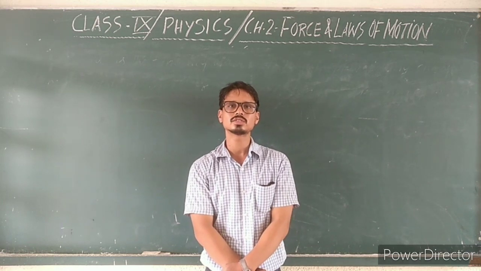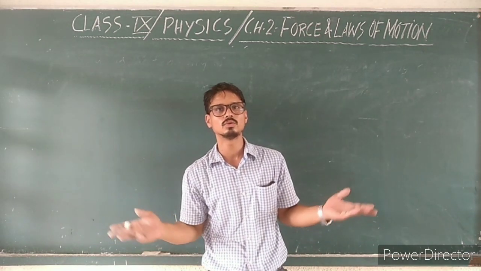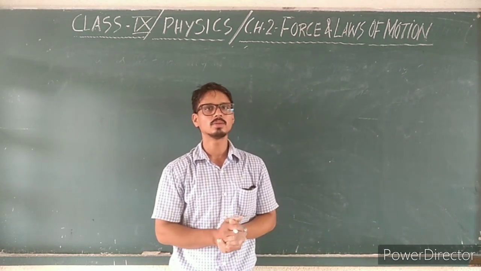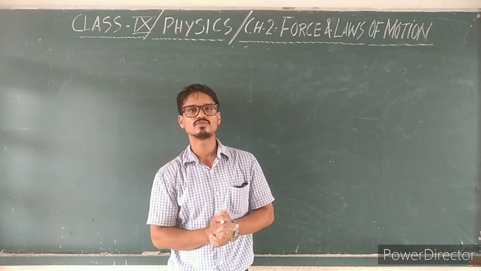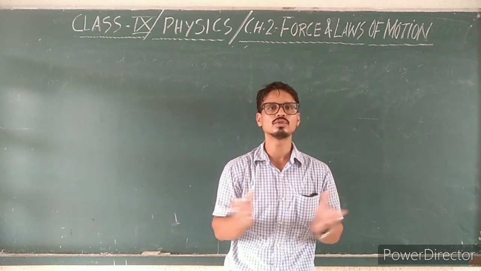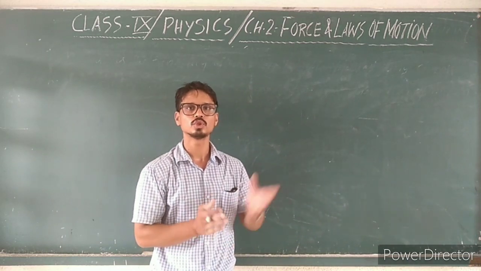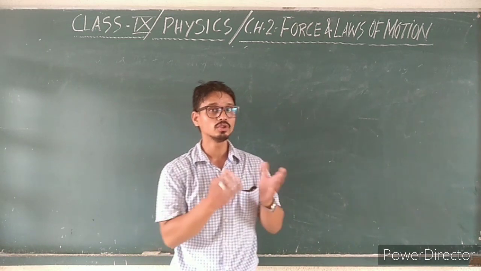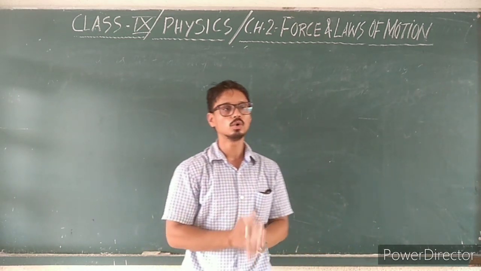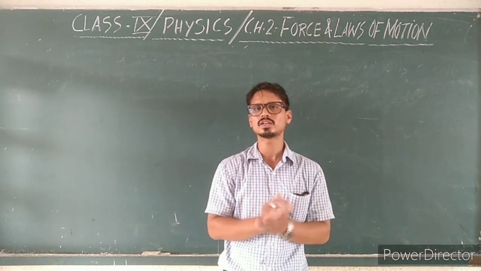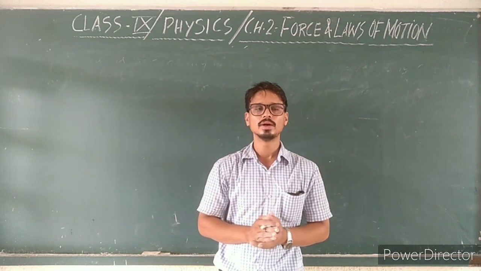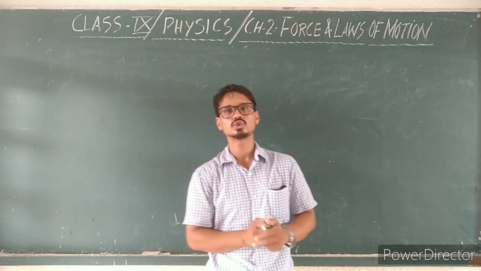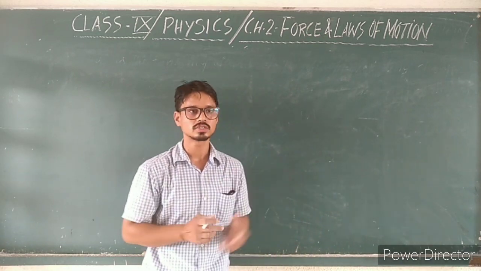Hello students, this is class 9 physics and we are studying chapter number 2, force and laws of motion. Guys, in my previous video I explained Newton's first law of motion, which was based on the position of an object, whether it is at rest or in uniform motion. But before Newton, it was Galileo who said that any object moves with a constant speed if no external force acts on it. Also, Galileo showed some experiments to verify his statement.